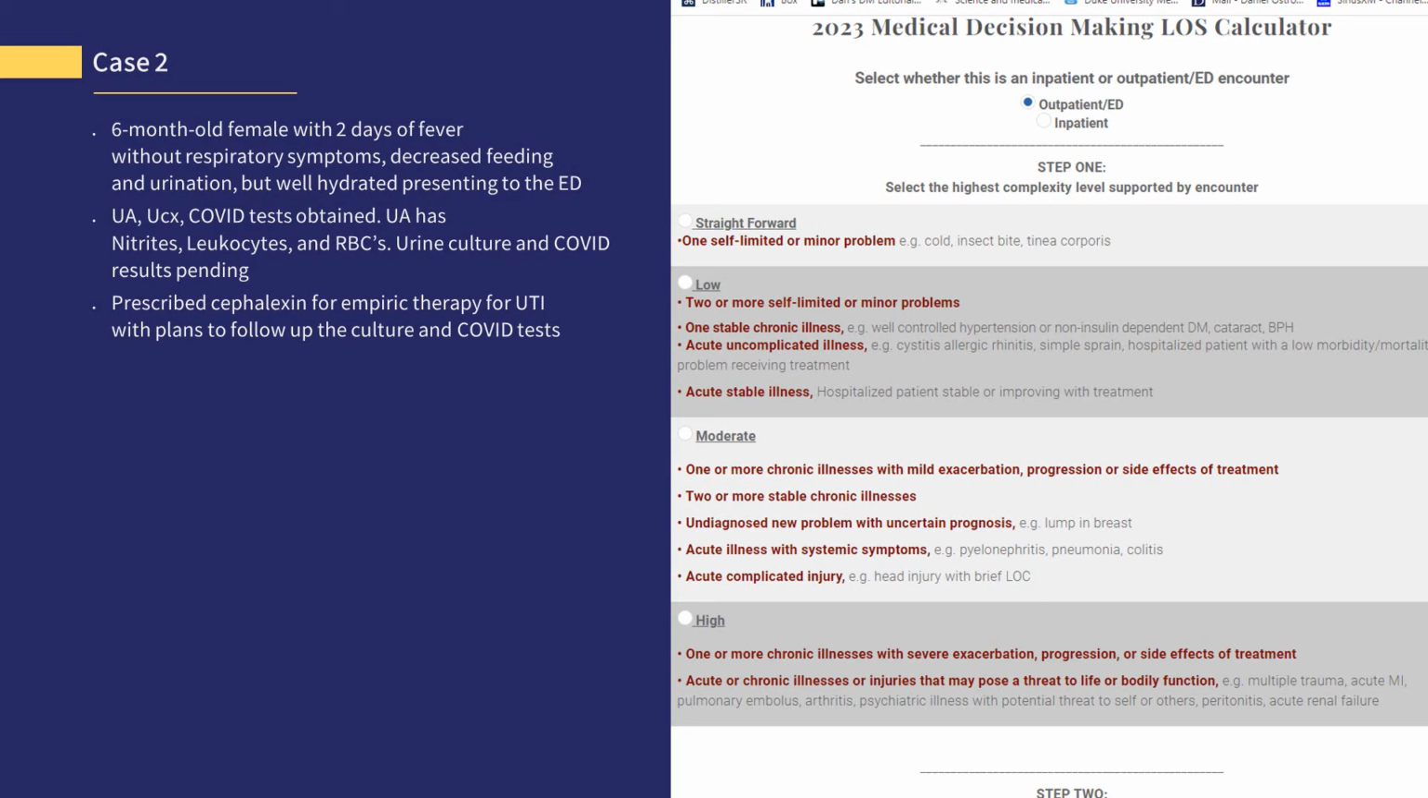The patient was prescribed cephalexin for empiric therapy for UTI with plans to follow up the culture and COVID tests.